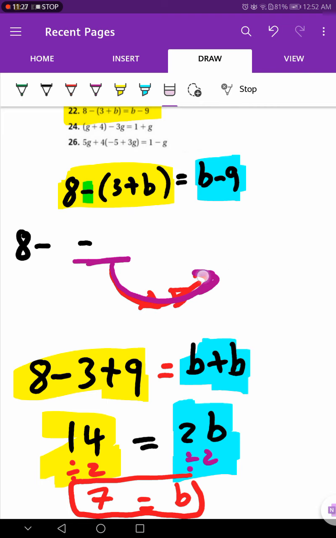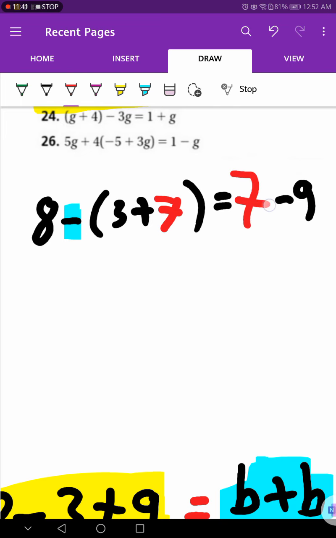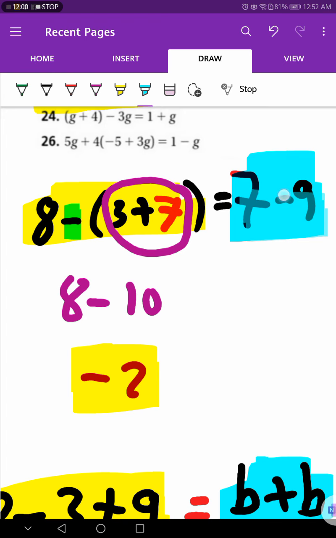The left side, when I give the letter 7 here in the original equation, here when I give this 7 and this 7, so the left side must equal the right side with this value. Let us make sure this gives 10. Yes, 8 minus 10 equal negative 2. So left side equal negative 2. And if I do the calculation here in the right side, 7 minus 9 equal negative 2 also.